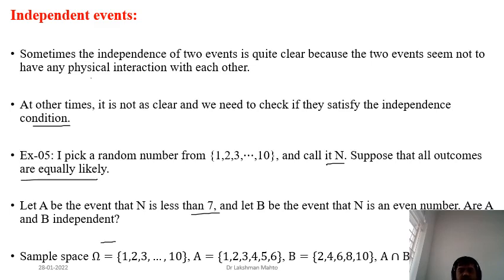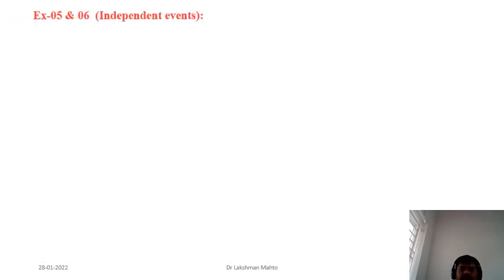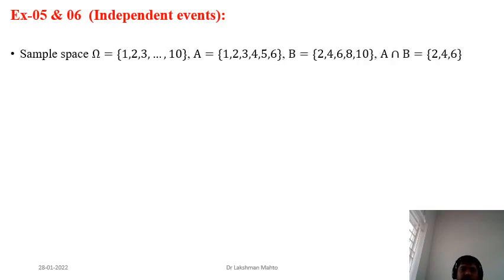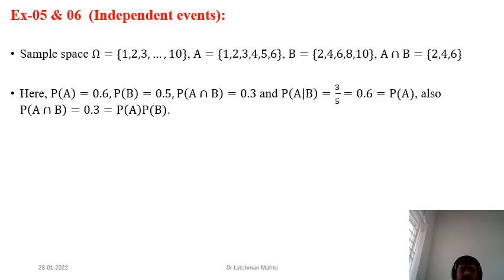Here the sample space is already given. This is the event A, n less than 7, that contains 1, 2, 3, 4, 5, 6, and this is the event B that contains the even numbers, that is 2, 4, 6, 8, 10. Then we look at the common intersecting elements. Using elementary probability, the probability of A is 0.6, the probability of B is 0.5, and the probability of A intersection B is 0.3.